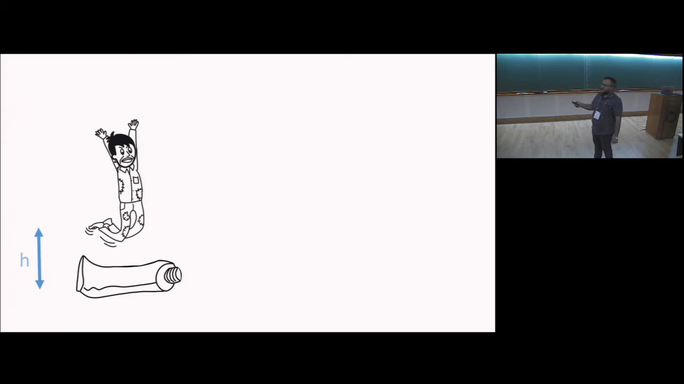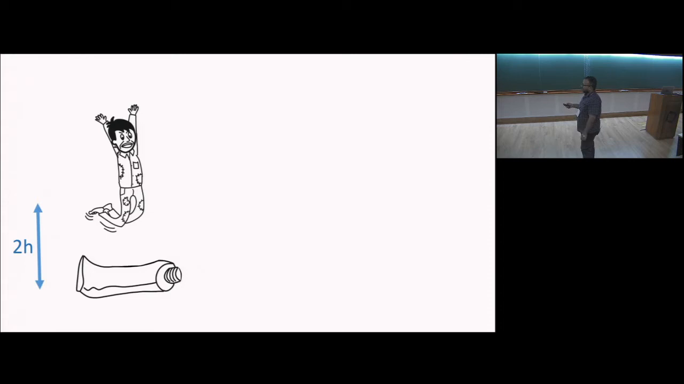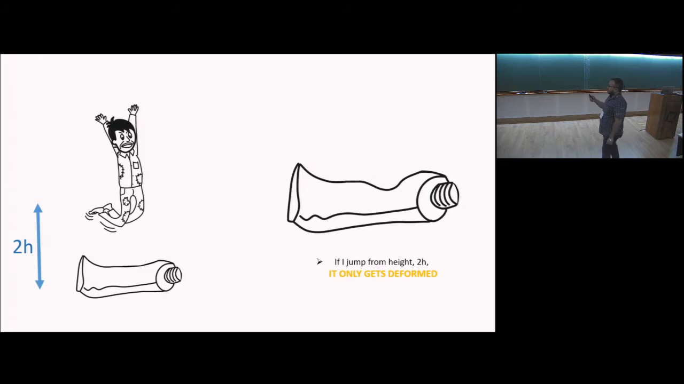So guess what happened? Nothing happened. So then I tried again. This time I jumped from a double height. And this time also, the tube only gets deformed, except that nothing happened.